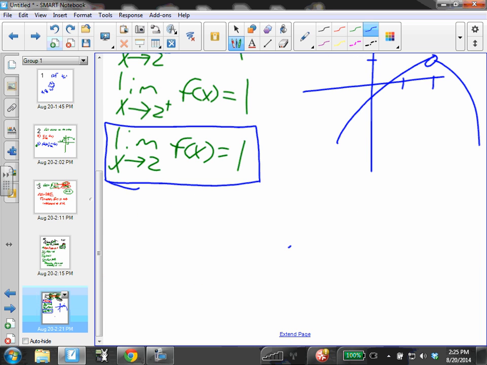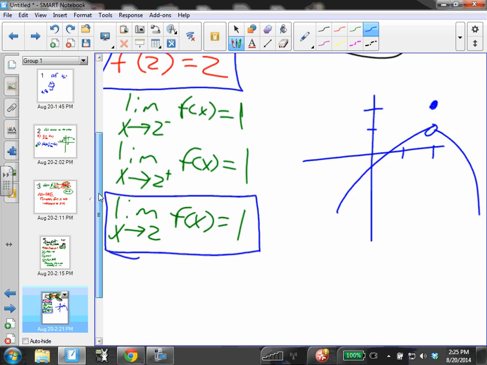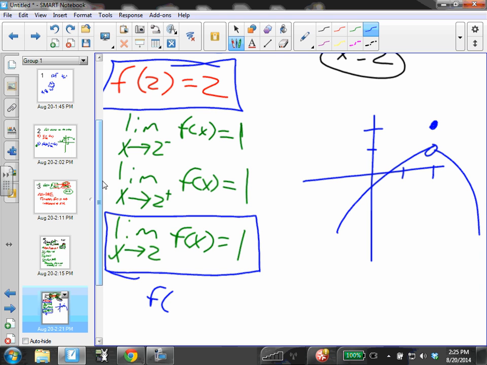And so I'm going to put a little mathematical notation. What I'm going to say is that f of 2, the function at 2, is not equal to the limit as x approaches 2 of the function.